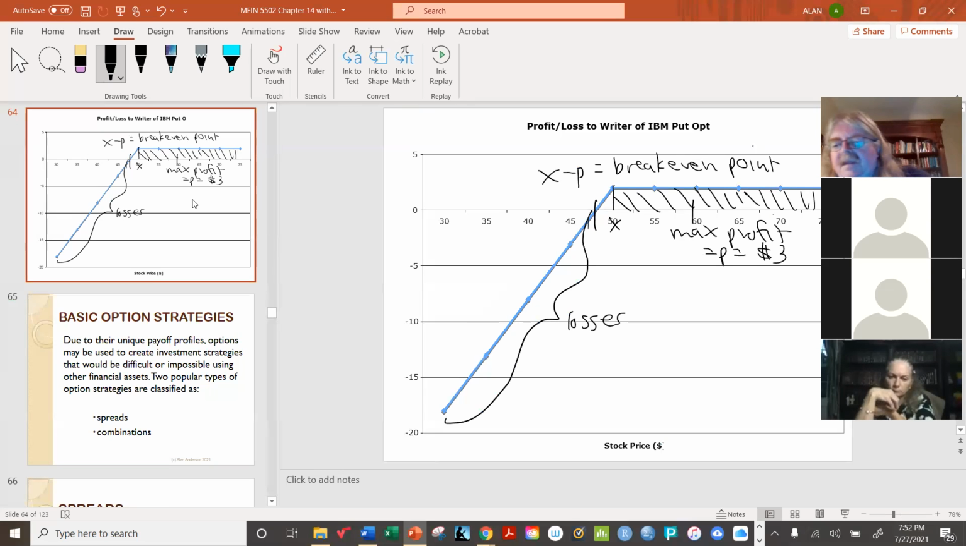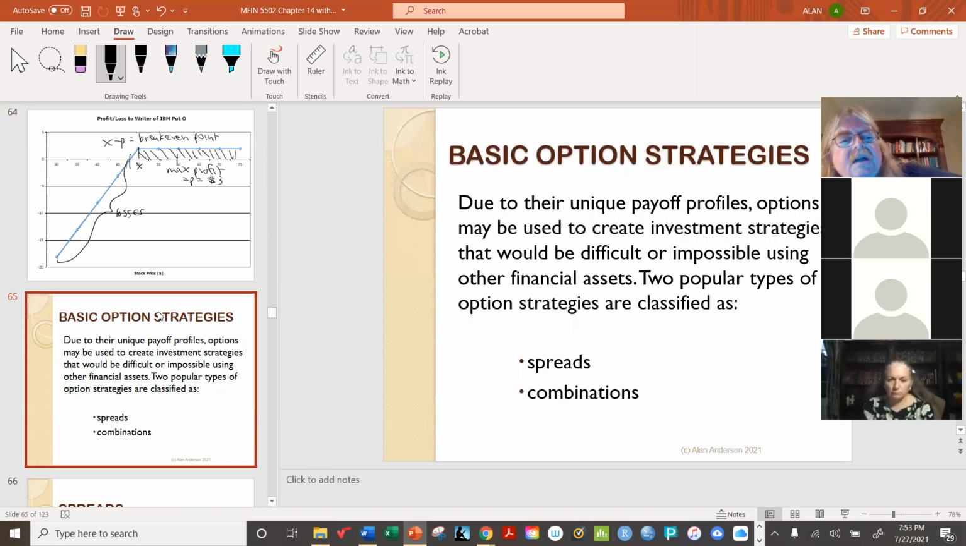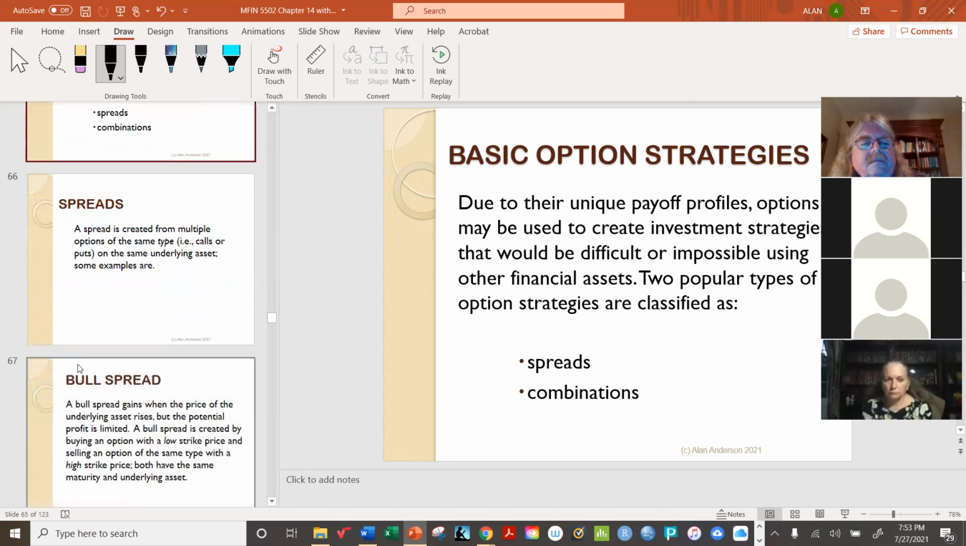All right. Now, I did promise you some strategies. So let's take a look where we're combining these positions. Now, there's many different ways of doing this, and what we're about to see is just the tip of the iceberg. So we're going to look at two basic types of strategies. We have spreads and we have combinations. We're going to look at a few of them. But remember, the possibilities are endless here.